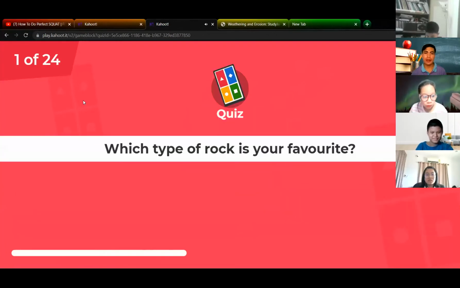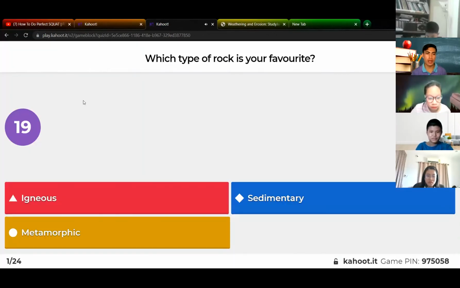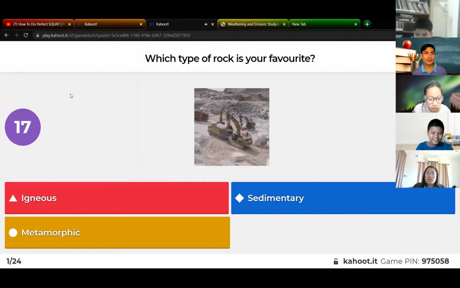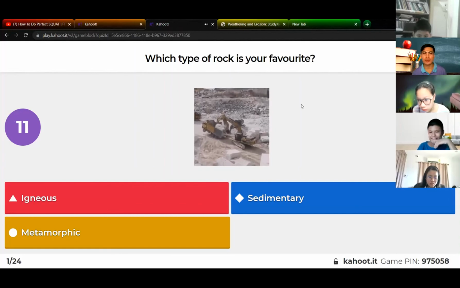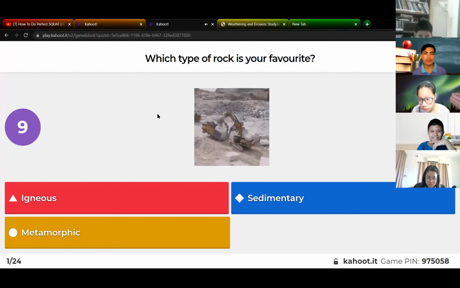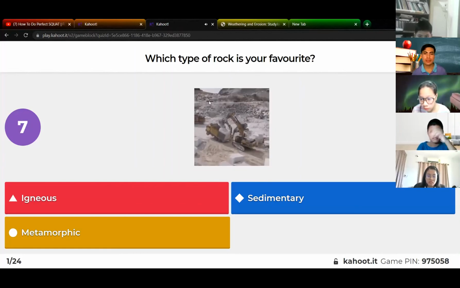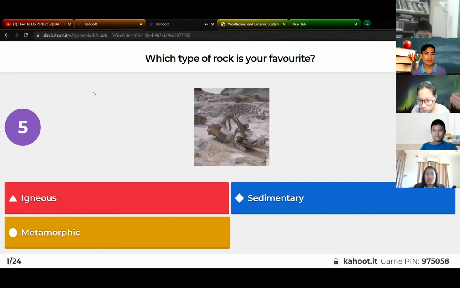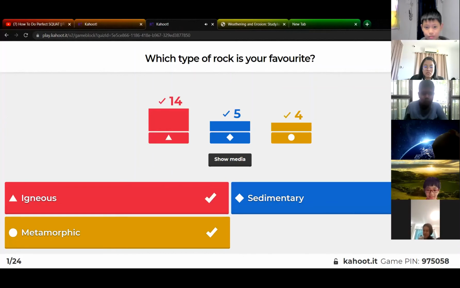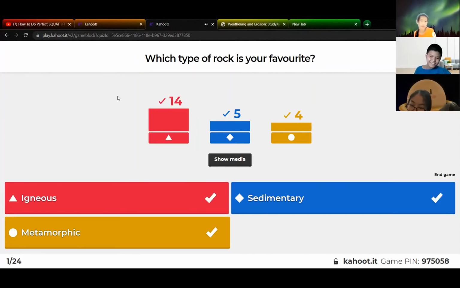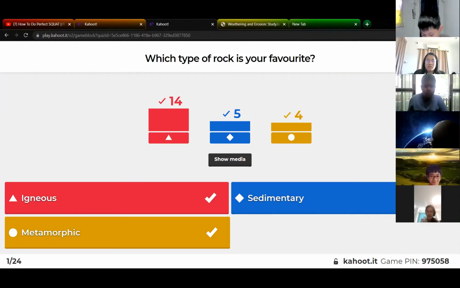Yeah. Which type of rock is your favorite rock? Which one is your favorite rock? This is very difficult, no? Very difficult. Okay, of course, the answer there is all the rocks is the correct answer. That is just the sample, na?